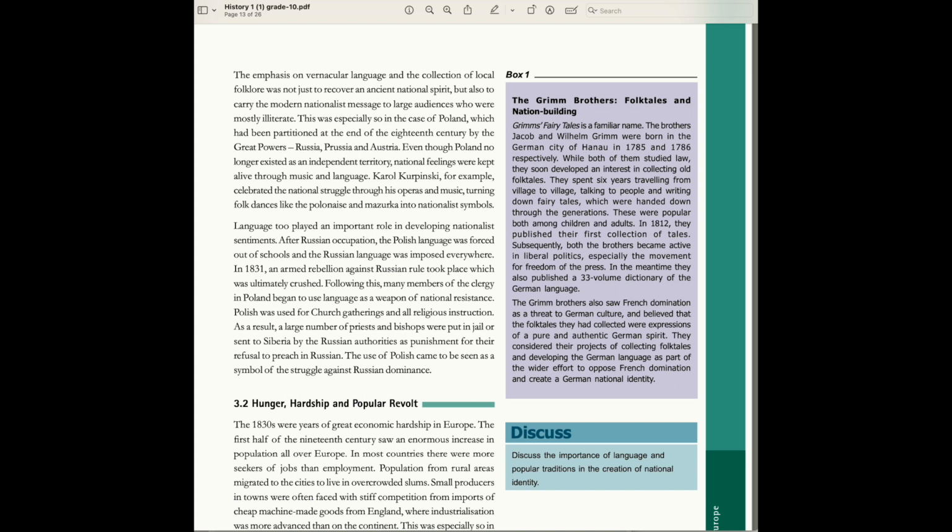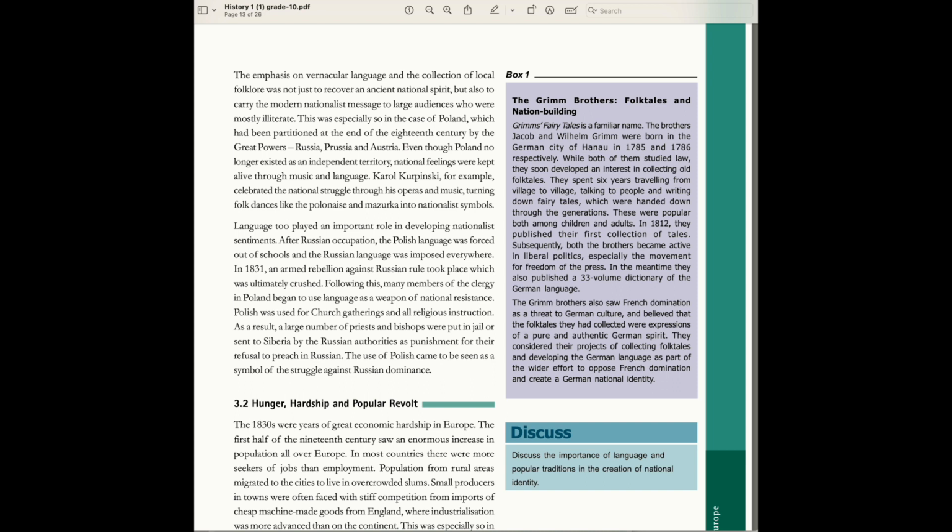This was especially so in the case of Poland, which had been partitioned at the end of the 18th century by the great powers Russia, Prussia, and Austria. Even though Poland no longer existed as an independent territory, national feelings were kept alive through music and language. Karol Kurpinski, for example, celebrated the national struggle through his operas and music, turning folk dances like the Polonaise and mazurka into nationalist symbols. Language too played an important role in developing nationalist sentiments.